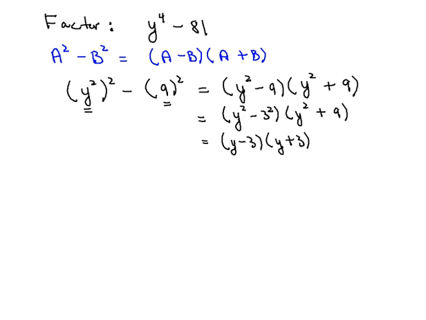Now recall that the sum of squares, which is y squared plus 9 in this case, can never be factored. So we then have as our final answer for this problem the quantity y minus 3 times the quantity y plus 3 times the quantity y squared plus 9.